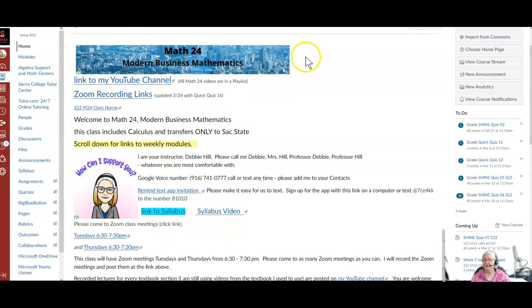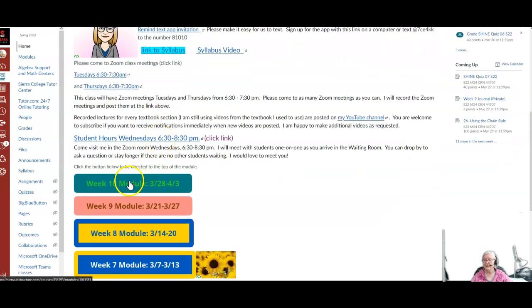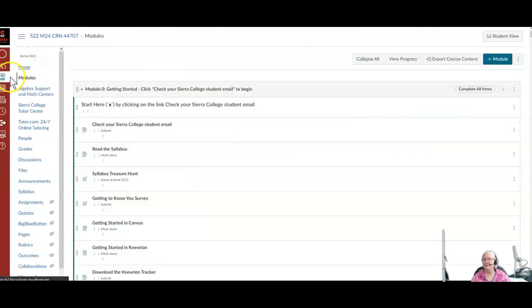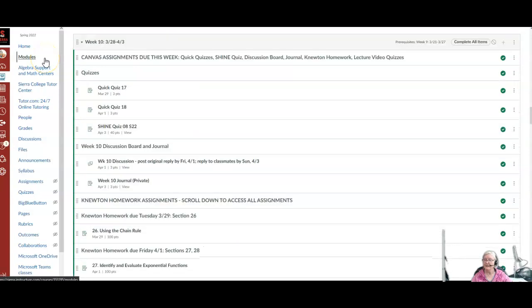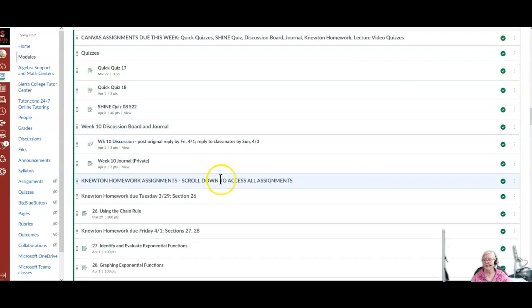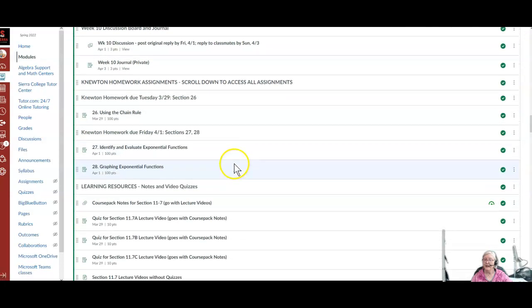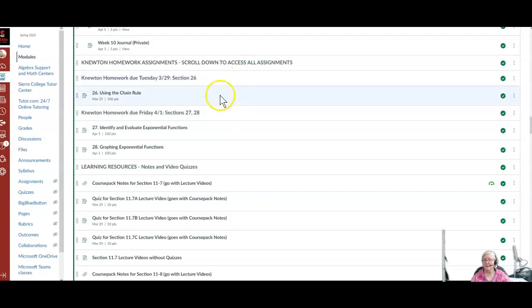As usual, go ahead to the home page and scroll down to this week's button, or you can always go to the modules button in the navigation and get to week 10 from there. So this week's a usual week with quick quizzes and a shine quiz, discussion board, journal, Newton homework, and lecture video quizzes. So here are the 2 quick quizzes and the shine quiz, the discussion board and the journal. And then I want to talk a little bit about the homework.